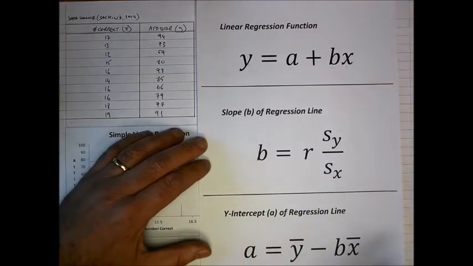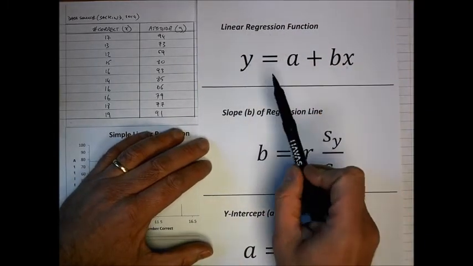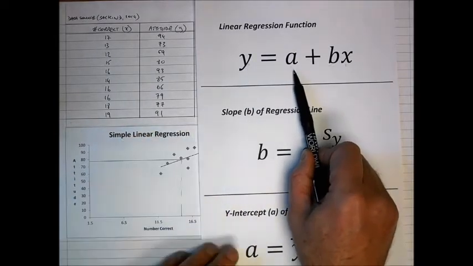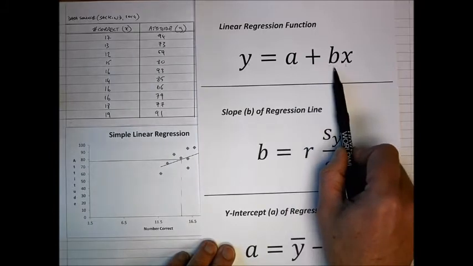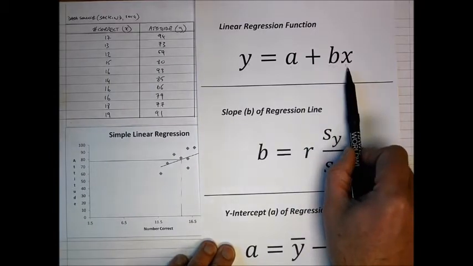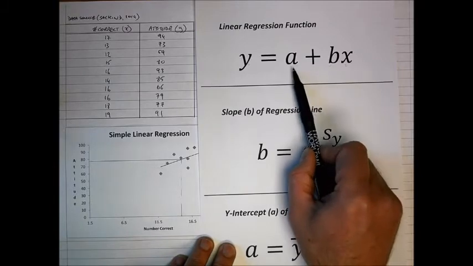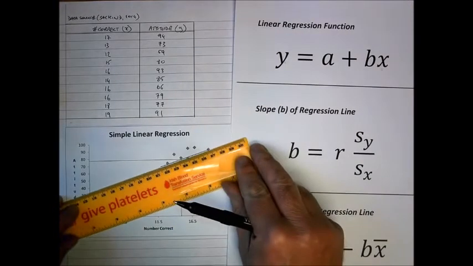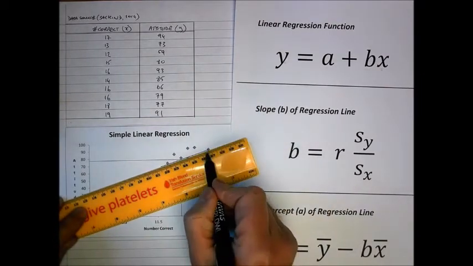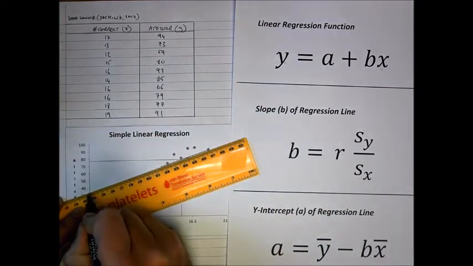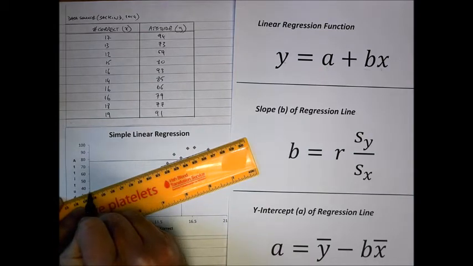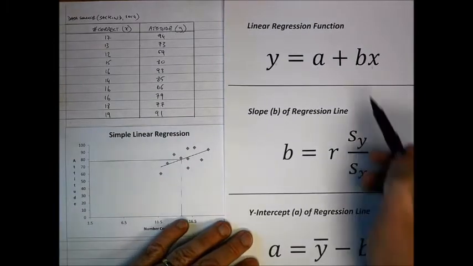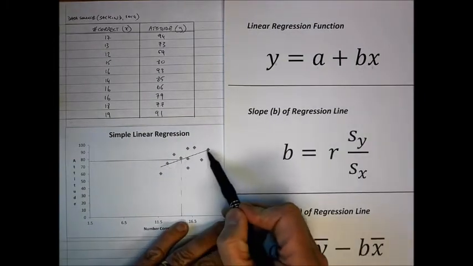These are the formulas that I'm going to use. My linear regression function is Y, which is my dependent variable, equal to A, which is the Y-intercept, plus B, which is the slope, times X, which is my independent variable. If I take a ruler and continue my regression line, where on the Y-axis would it cross? What would the value be here? That's going to be my Y-intercept, represented by the letter A. And the letter B is the slope of this particular line.